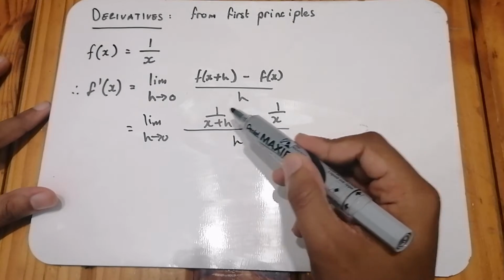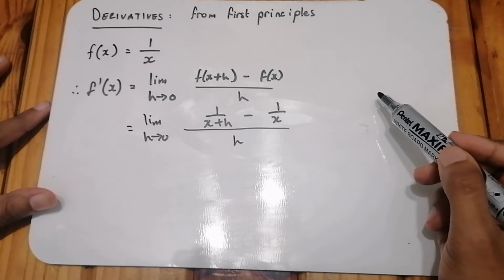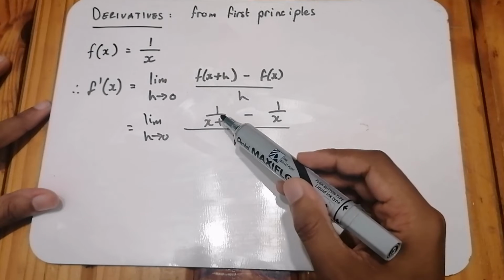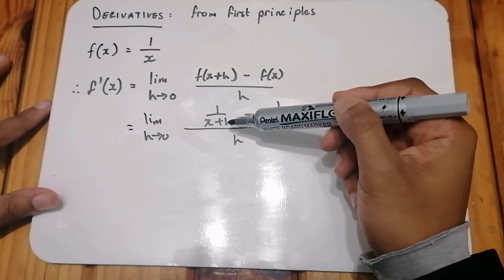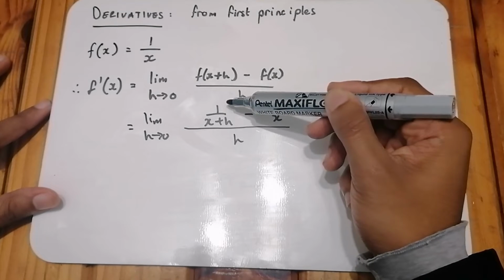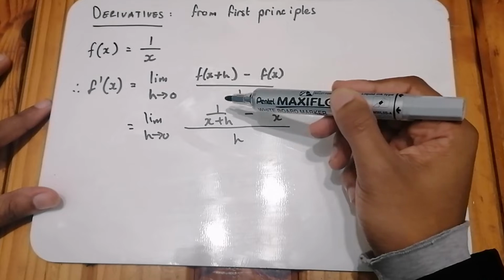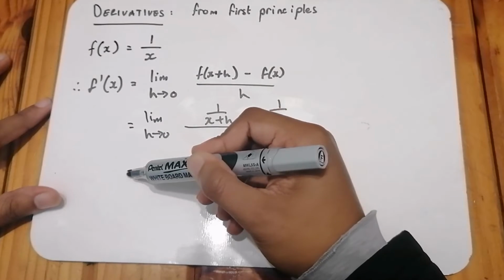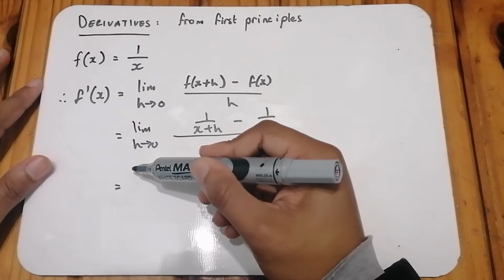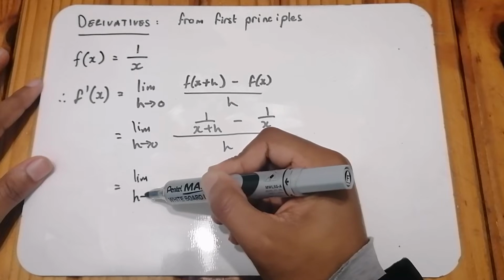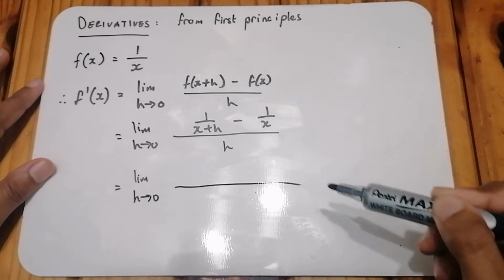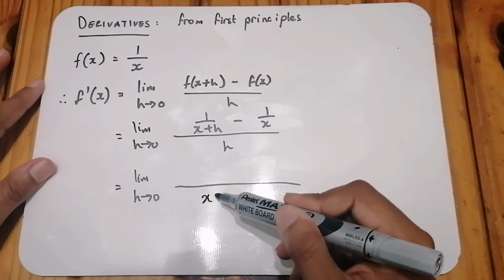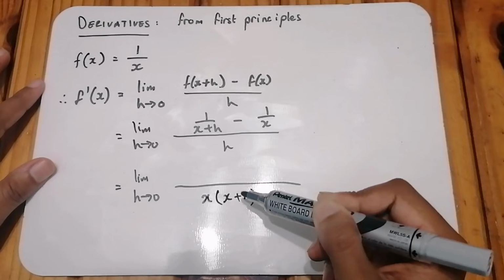Then I'm going to subtract the fractions by finding an LCD. So my lowest common denominator will be x multiplied by x plus h. And whatever I do to the bottom, I need to also do to the top. So this top I'll multiply by an x, and this top I'll multiply by an x plus h. Okay, so we write the limit as h approaches 0, and we're now going to have this combined denominator of x times x plus h.